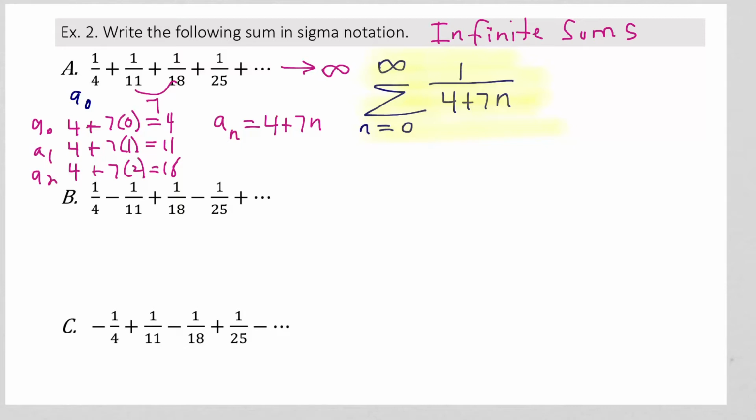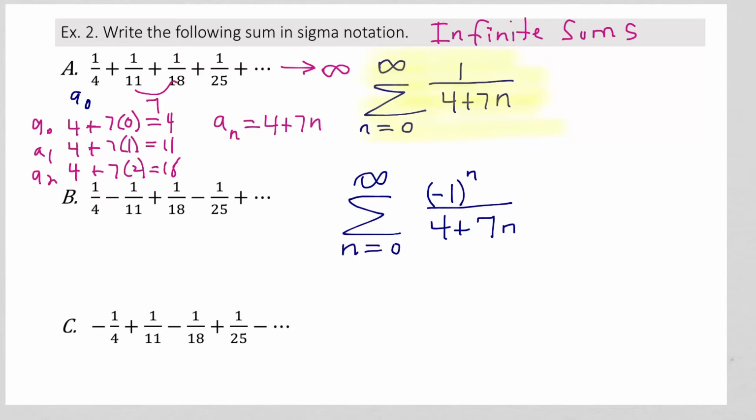So that's sigma notation for that first list. Now, looking at B, we can see we've still got 1 over 4 plus 7n. So let's start with that, and also from 0 to infinity. That part hasn't changed. All right, and we still have that 1 in the numerator. But now we've got to deal with how do we get this sign to switch from positive, negative, positive, negative. So the way that you do that is you take negative 1 to the power n.